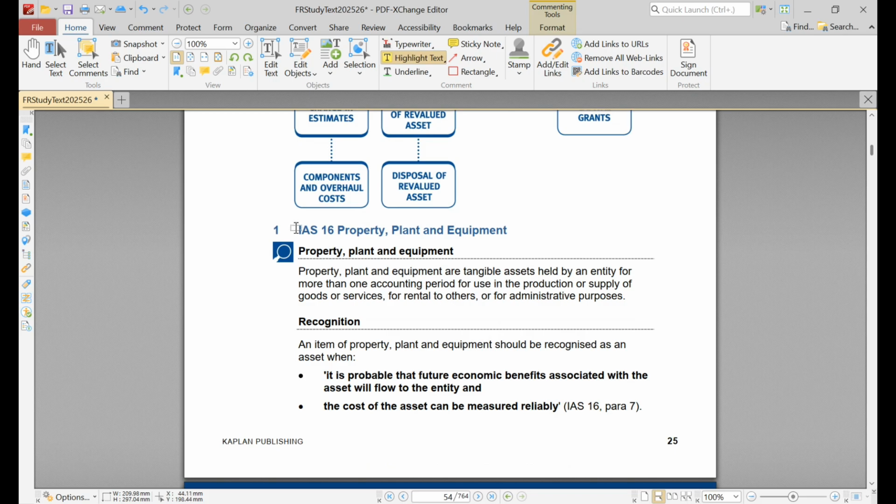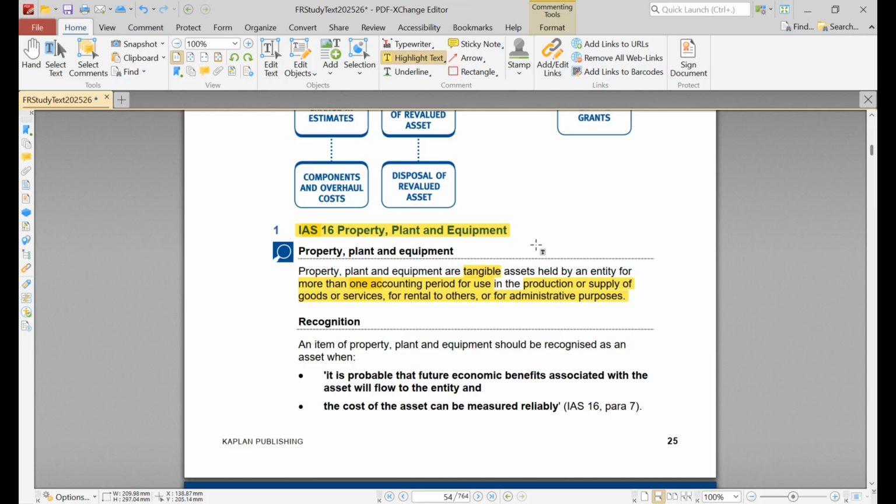Now, first to start with the basics, IAS 16 property, plant, and equipment. The definition says that property, plant, and equipment are tangible assets held by an entity for more than one accounting period, in production or supply of goods and services, for rental, or for administrative purposes. Now, what does this mean?